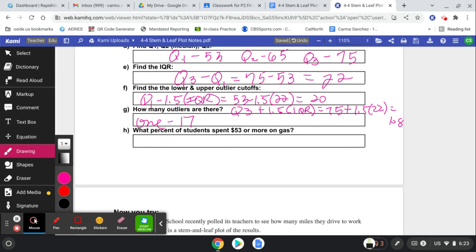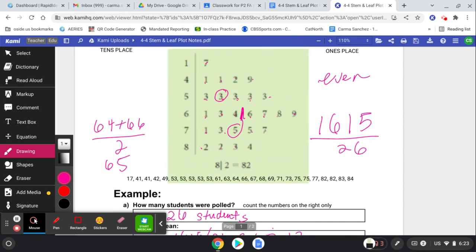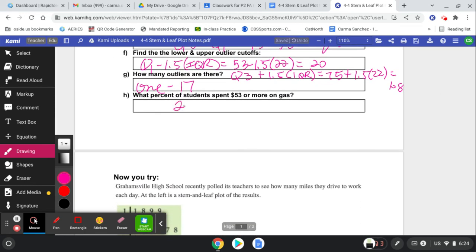What percent of students spent $53 or more on gas? So now we're looking at all of these pieces of data. So 1, 2, 3, 4, 5. Remember, I'm just counting the back numbers. 1, 2, 3, 4, 5. 21 out of 26 spent 53 or more on gas. And that's 81% of students. I got 0.807 when I put that in the calculator.